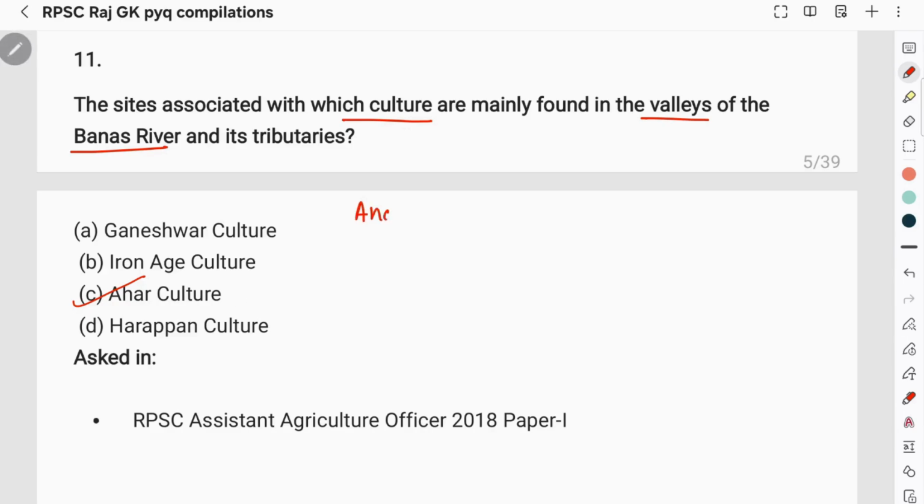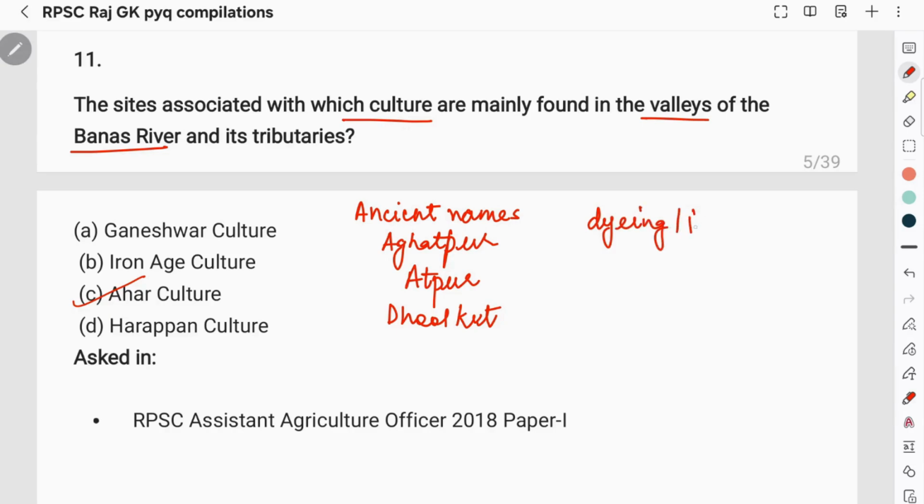Like, there are ancient names of Ahad. It is Aghatpur, Atpur, and Dholkut. Next, what I want to share is that Ahad was an important center for the dyeing and painting industry. We have found different potteries and clothes also from Ahad, and it is important to know about Ahad culture. And as we know, it is situated in Udaipur district.